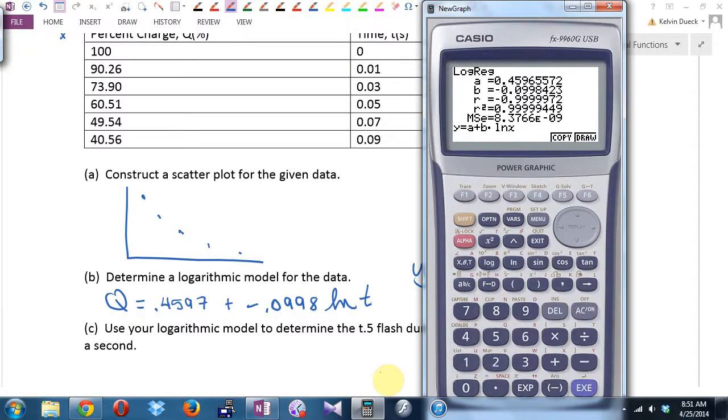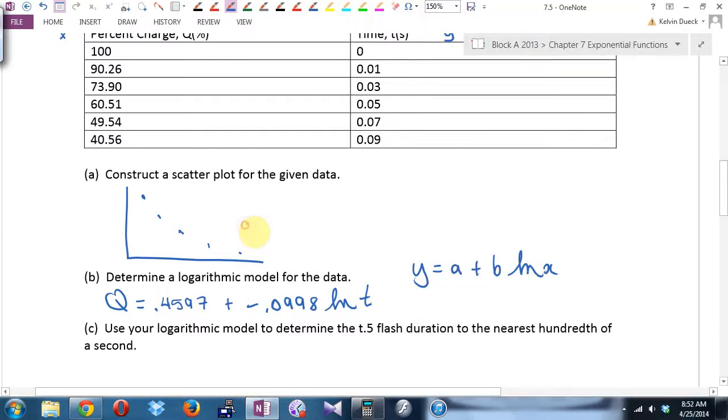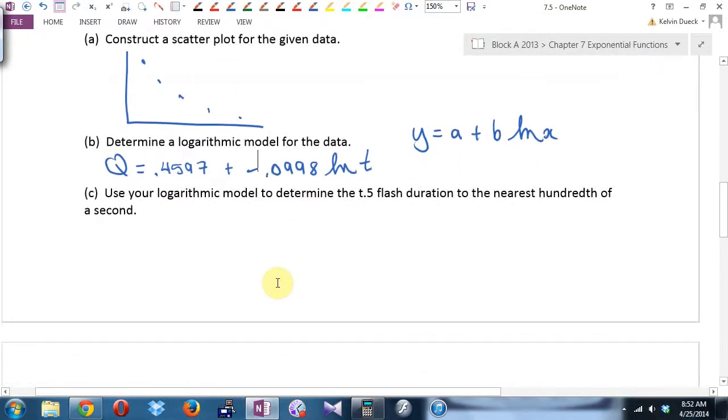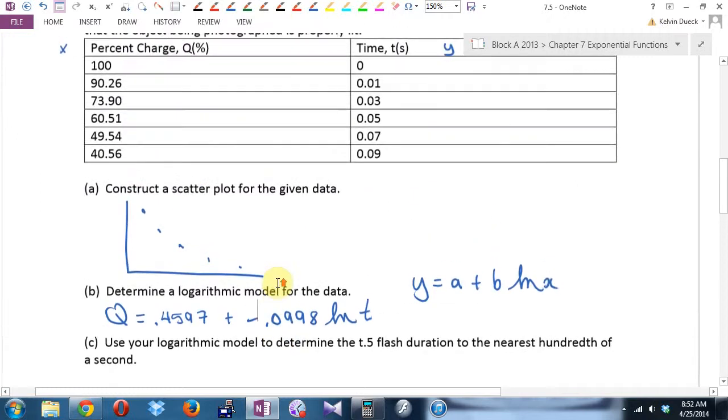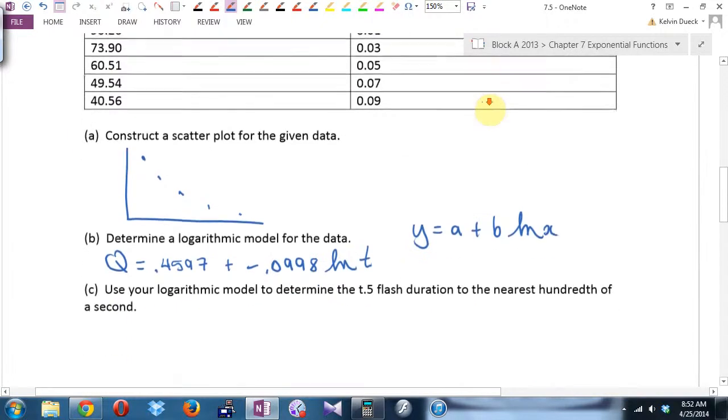So there's our equation. Part C says use our model to determine, so we're going to copy, enter. Now if I go to the graph menu, and don't forget to turn that equation on, I've got that equation stored. The reason I like using the copy method is it's stored to about 9 decimal places instead of the 4 that I rounded off to, because even the 4 is technically wrong. It says use it to determine the t.5 flash duration to the nearest hundredth of a second. So I guess it's saying the t.5 flash duration is when it has 50% of its initial charge.